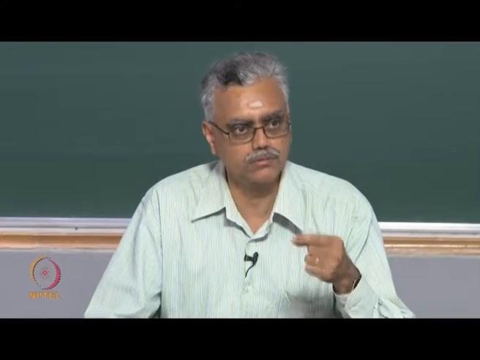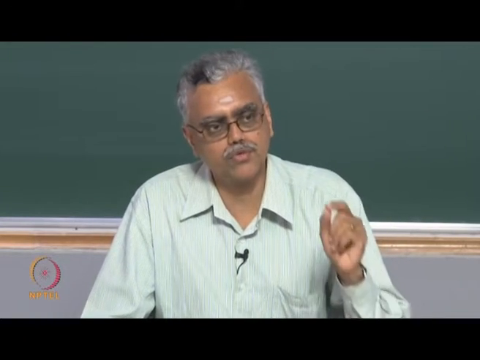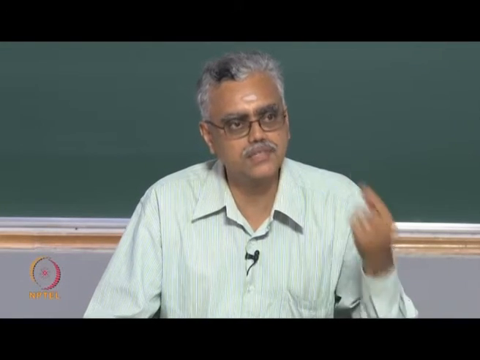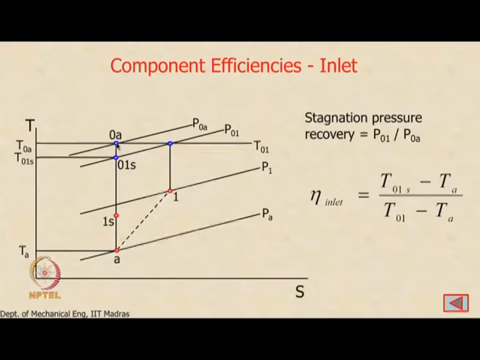We go from P0a, T0a to P01, T01 with T01 being equal to T0a. What I am going to do is convert this into an equivalent change in stagnation temperature. So, we go from P0a, T0a to P01s and T01s along an isentropic path. If you look at this diagram, we go from 0a to 01s, and 01s is such that P01s is equal to P01. And so the efficiency is defined like this.